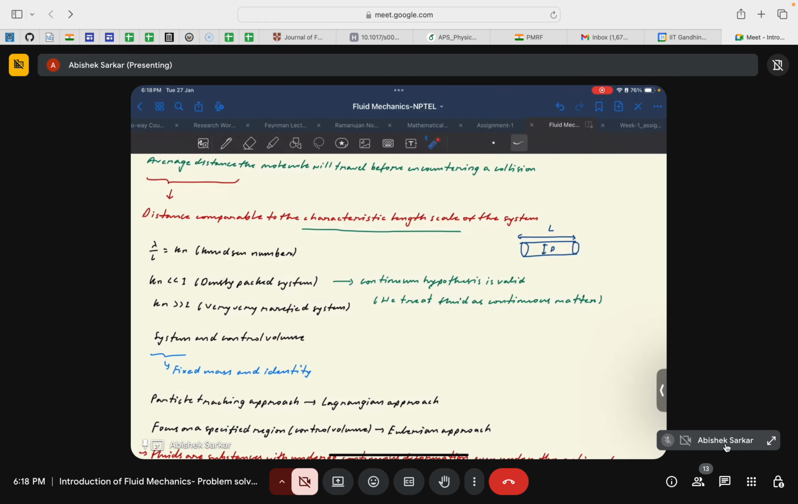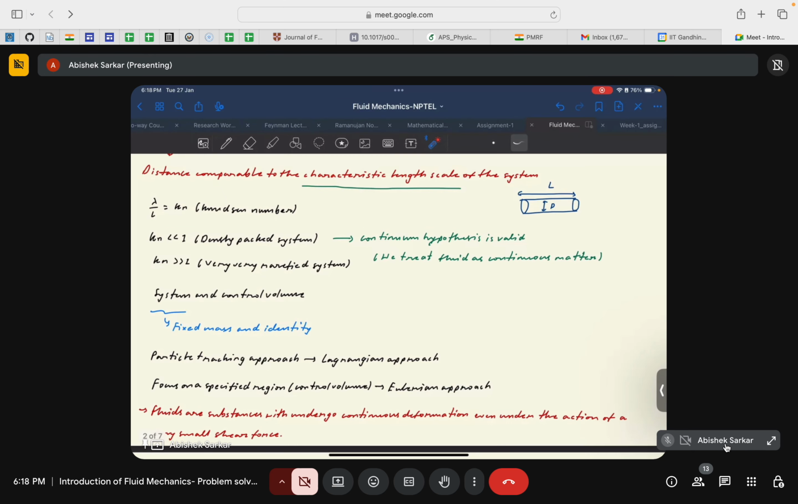And I think you know why the continuum hypothesis is required. You will see that eventually we will try to analyze the system using differential equations, which will have some differentiation and integrations. For this differentiation and integration to be valid, the first and foremost thing we need is that the function we are defining has to be continuous, and thus the continuum hypothesis plays a role there.